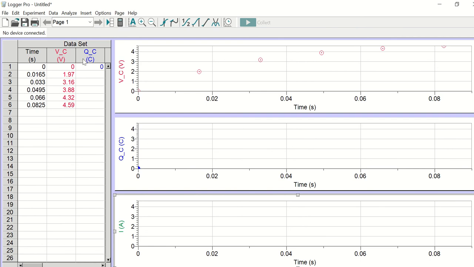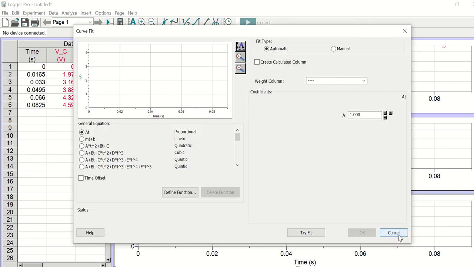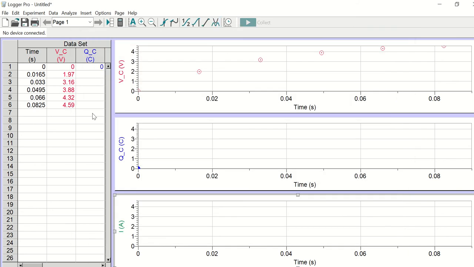Okay, and then once you have all of that, you're there. And then you can analyze using these curve fits and so on. Okay, hope that helps clarify this data portion.